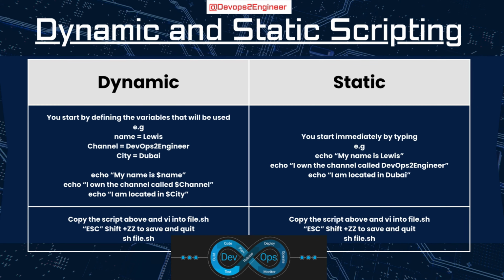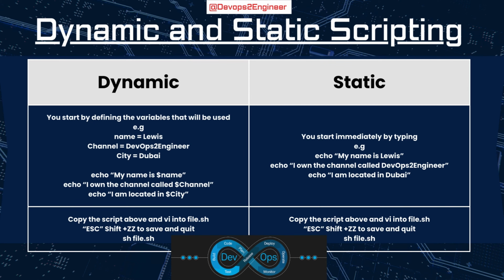And once you're done with this command, you just copy the script above and vi into a file, any file .sh. Then you're going to paste it there. Then you're going to press escape, shift ZZ to save and quit. Then you're going to sh the file to run it.